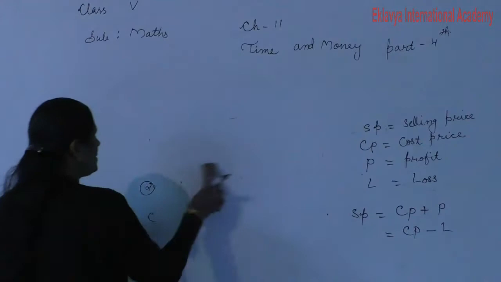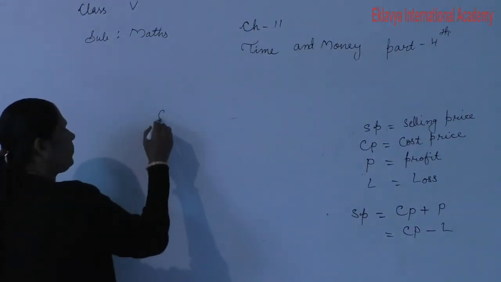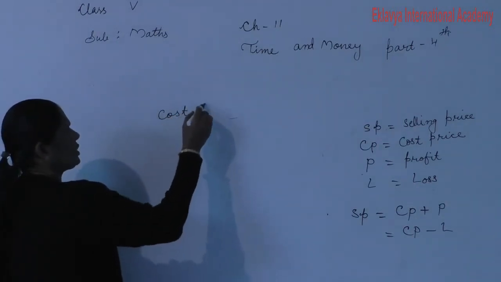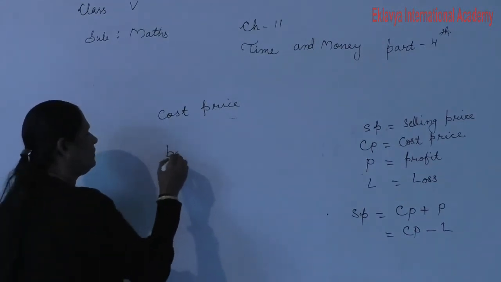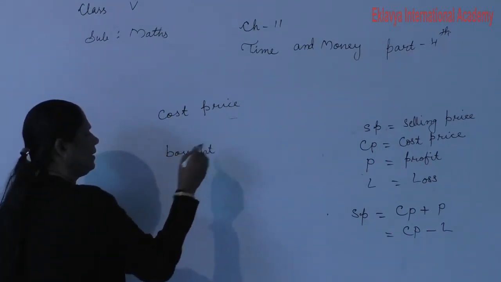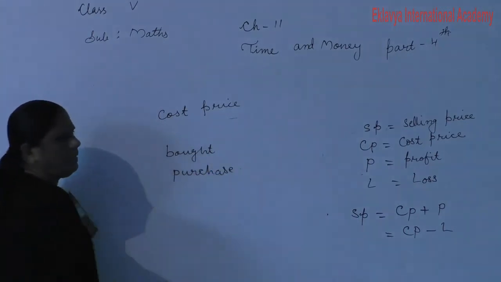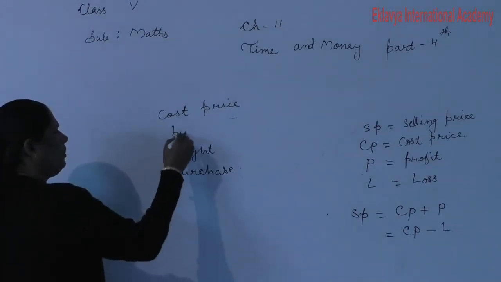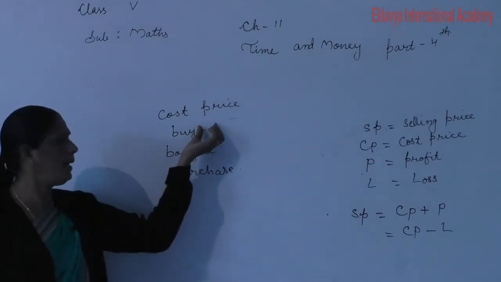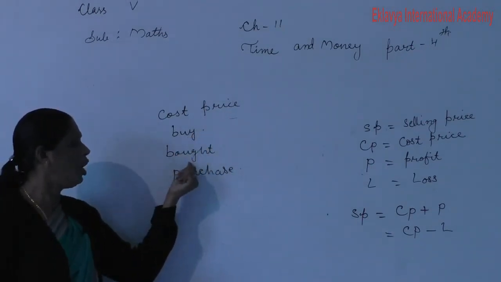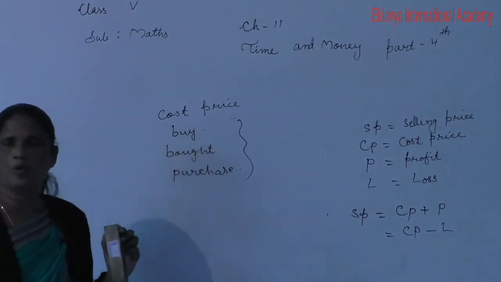Then how to identify this is a cost price and this is a selling price? How to identify cost price? In the question, the words bought, purchase, buy. Bought is the past tense of buy. When these three words come in the question, that is cost price.